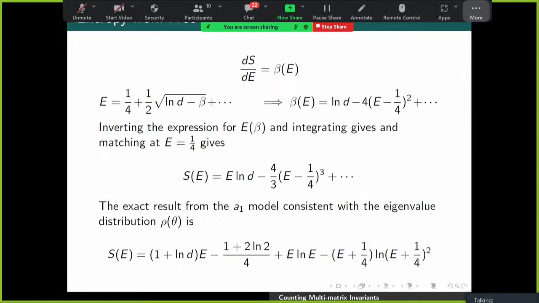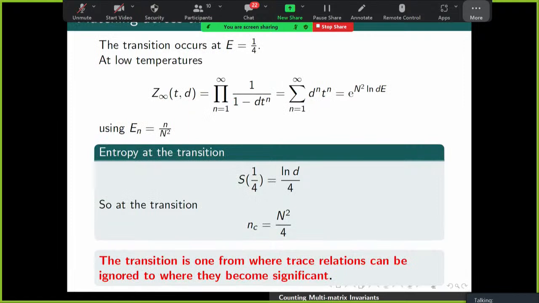integrate back to get beta of E, to get S by integrating beta with respect to energy. We get that the entropy is given by this expression. And we have the entropy as a function of energy above the transition. So we can compare the two. And the transition occurs exactly at E equals 1/4.